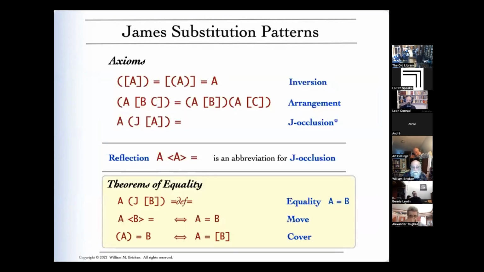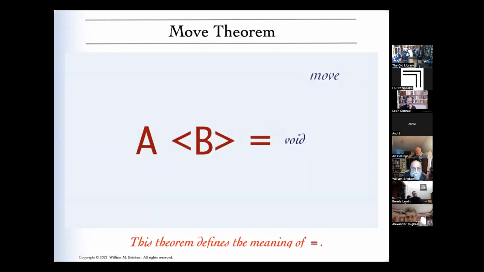And finally, here's how equality works. Equality is defined by J occlusion. It's not separate like in laws of form. The move theorem shows how equality emerges out of the void.